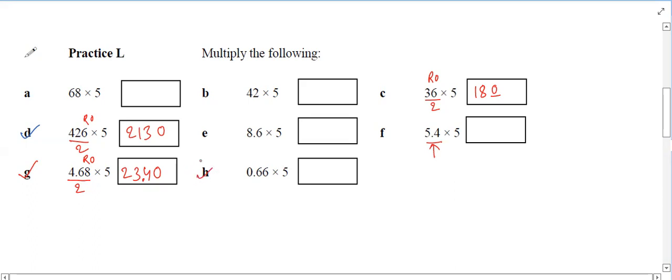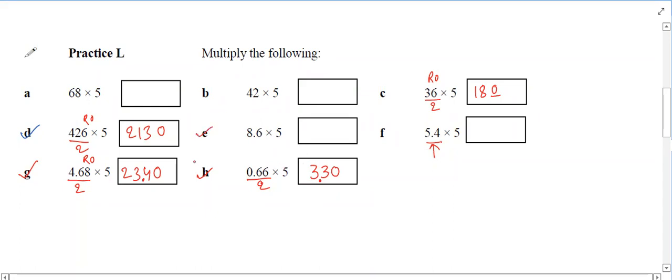Then Bhunesh, H. 0.66 divided by 2 is how much? Don't consider 0 point. 66 by 2 is 33 with remainder 0. If the remainder is 0, the last digit will be 0. Now keep the decimal. The decimal is after 2 digits from the right side, so 3.30.